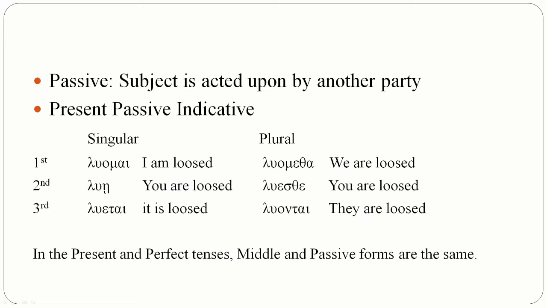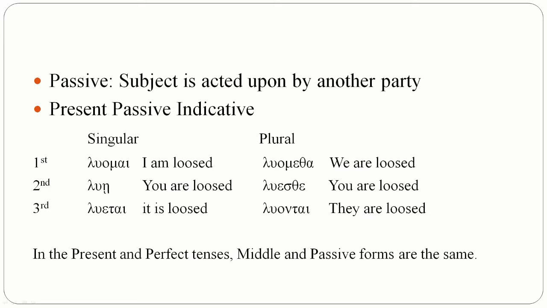As I said before, these forms are identical to the middle forms, at least in the present. So we have luamai. It can mean I loose myself, or here in the passive, I am loosed. Someone or something is doing the loosing, but I am the one who is being loosed. Lue, with the iota subscript, you are loosed. Luetai, he, she, or it is loosed. Luamitha, we are loosed. Luestha, you plural, y'all are loosed. Luantai, they are loosed.